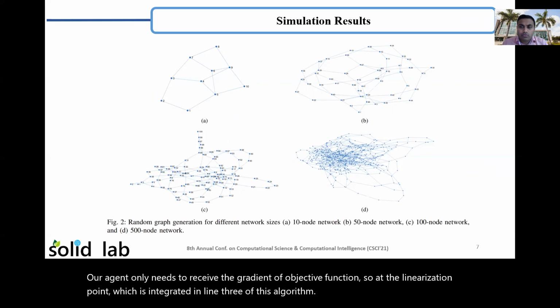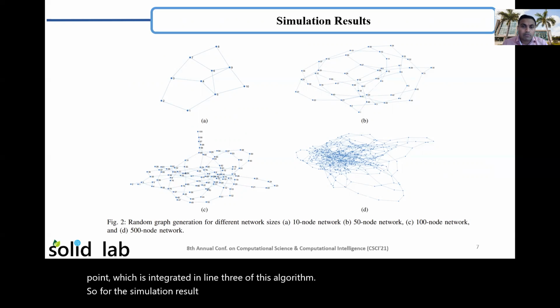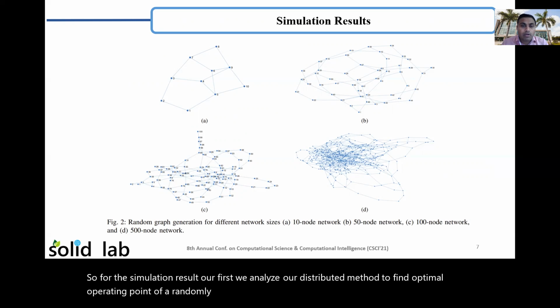So for the simulation results, first we analyze our distributed method to find the optimal operating point of a randomly generated network. We conduct a simulation using multiple networks with different sizes to evaluate scalability.